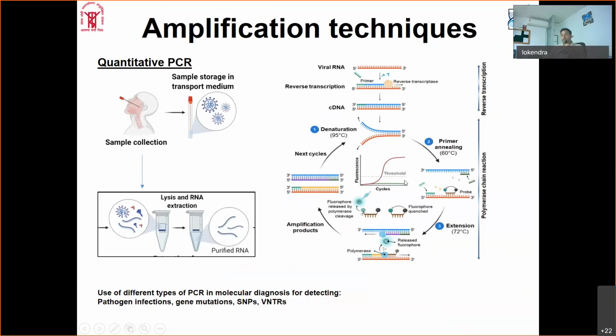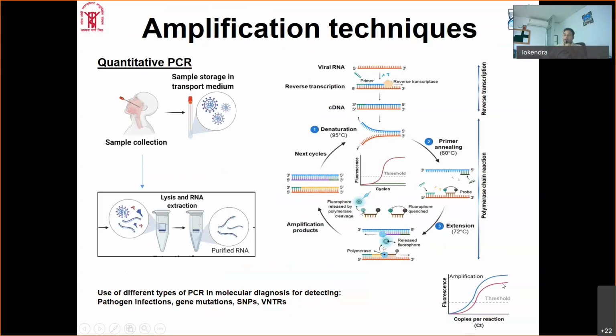So more quenching, more fluorophore is released by the DNA polymerase cleavage, and the more fluorescence we will get. So with more template, the increase in the fluorescence will be more, and that will come as a threshold cycle. So that is again decided by the CT value. So this is normal amplification.